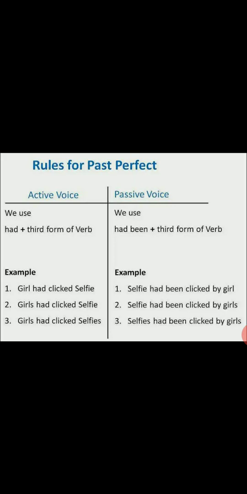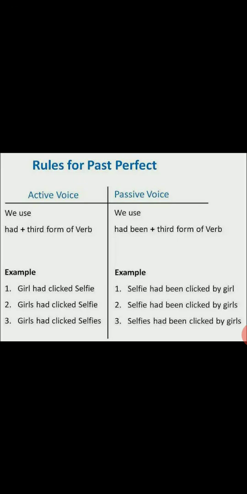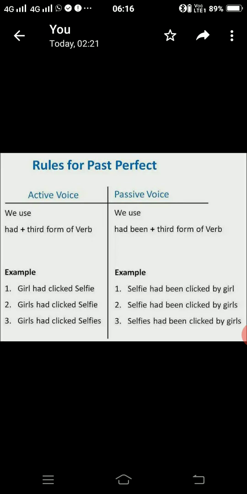Let's see. Girl had clicked selfie. So what will be its passive structure? Selfie had been clicked by girl. If it is plural, then also had comes. Whether singular subject is there or plural subject is there, had only comes, isn't it? So girls had clicked selfie. What will be its passive structure? Selfie had been clicked by girls. If there are many selfies, then girls had clicked selfies. What will be its passive structure, students? Selfies had been clicked by girls.